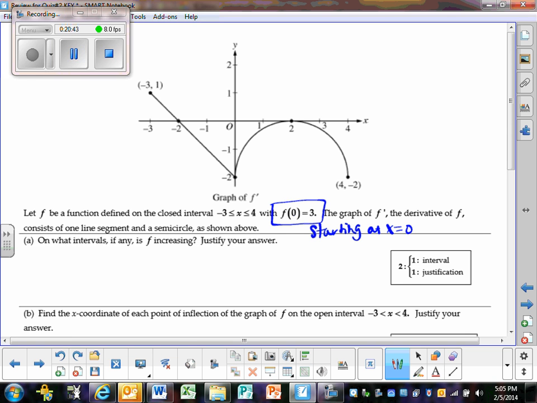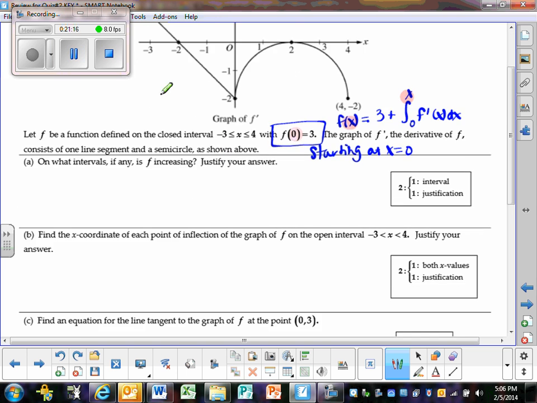So what that really means is that our integral for f of x is equal to 3 plus the area from 0 to x, f prime, like so. Because if I substitute 0 in, I should get 3. So my starting point is where the initial value starts. So it's initial value plus change. So I have to start at 0.